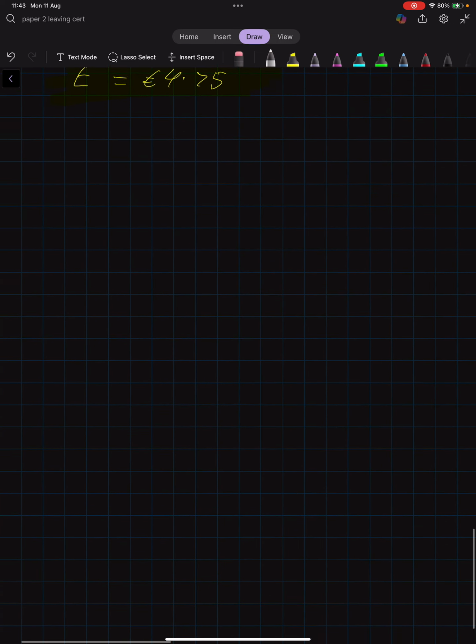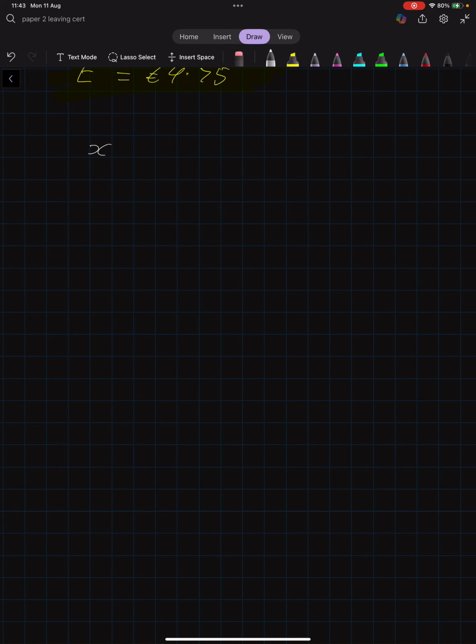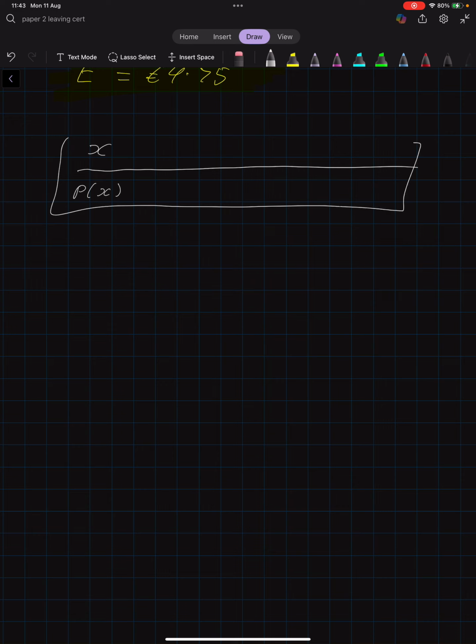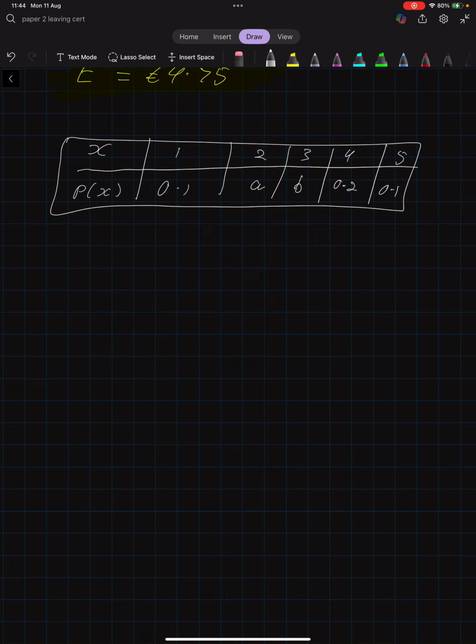So here you have x, you have the probability that you get x, and so it's 1, 0.1; 2, A; 3, B; 4, 0.2; and then 5 is going to be 0.1. And it says, given that the expected value is 2.9, find the value of A and the value of B. Grand.